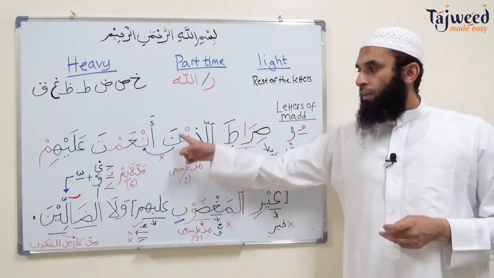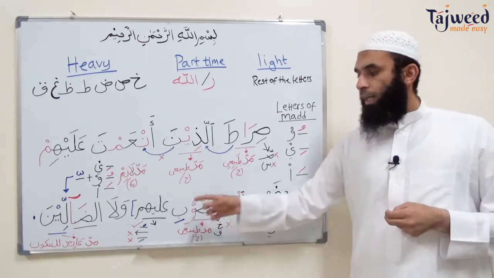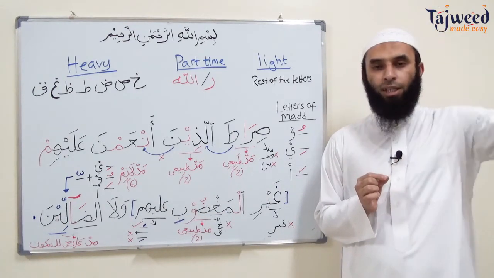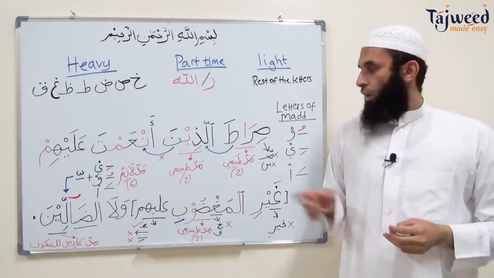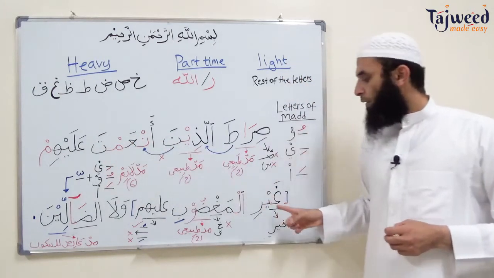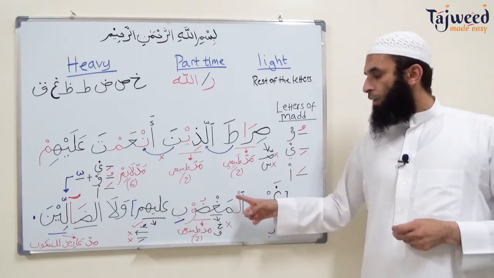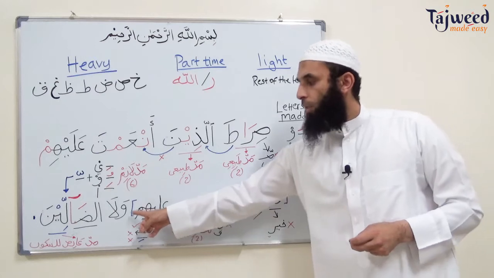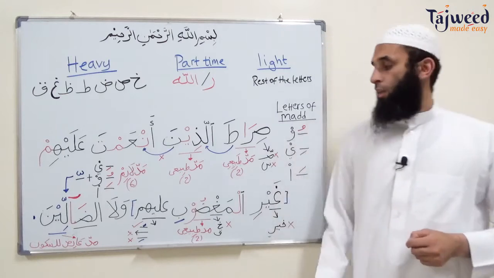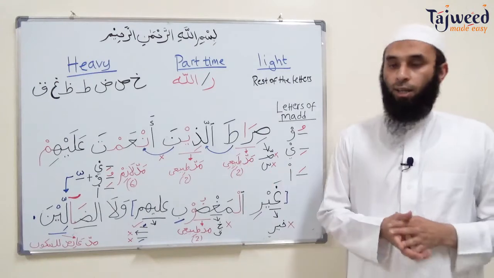So you can recite it like this: صراط الذين أنعمت عليهم غير المغضوب عليهم ولا الضالين. Or: صراط الذين أنعمت عليهم غير المغضوب عليهم، ولا الضالين. Okay, that's how we say. So either full, or stop somewhere and then go back and complete.